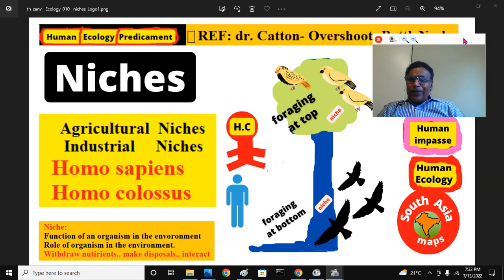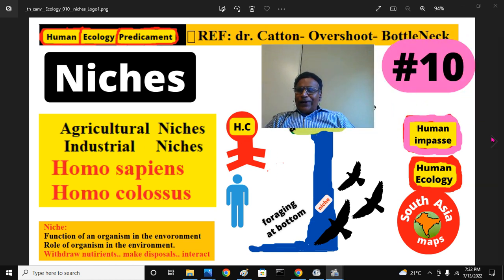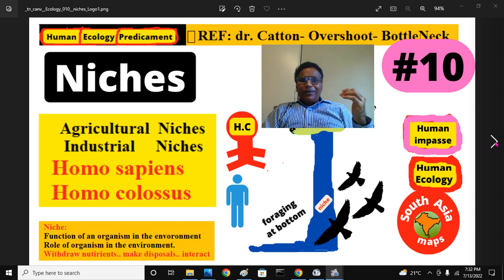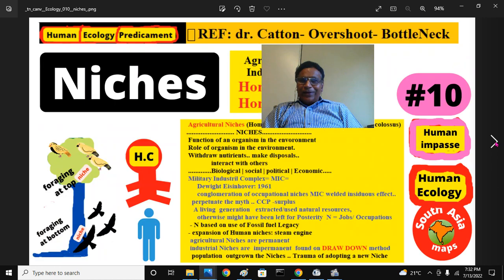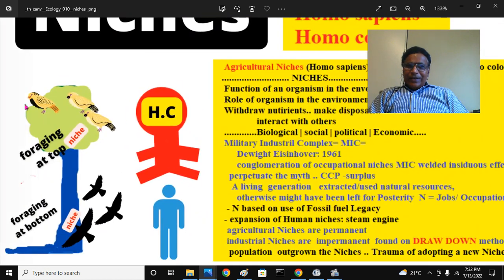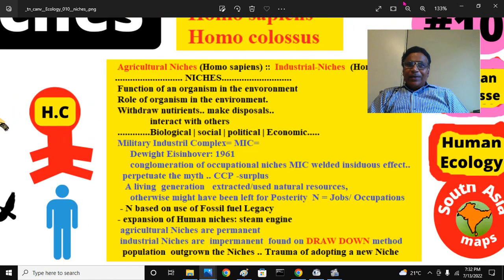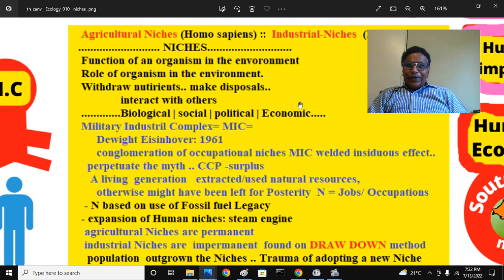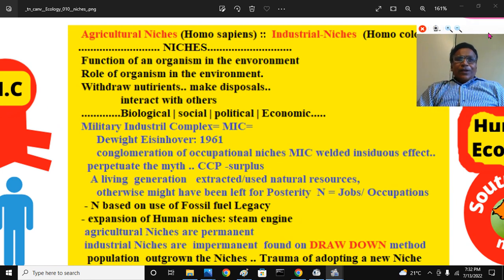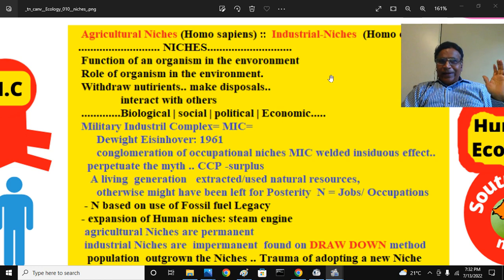That is about a niche in a generic term, and we'll talk about this in ecological terms, and then their implications, how they affect our living in modern times. So these are essentially the same. In the left part, we go to the enlarged portion and we'll talk about the niches. The niche definition is the function of an organism in the environment, the role of the organism in the environment where it lives.